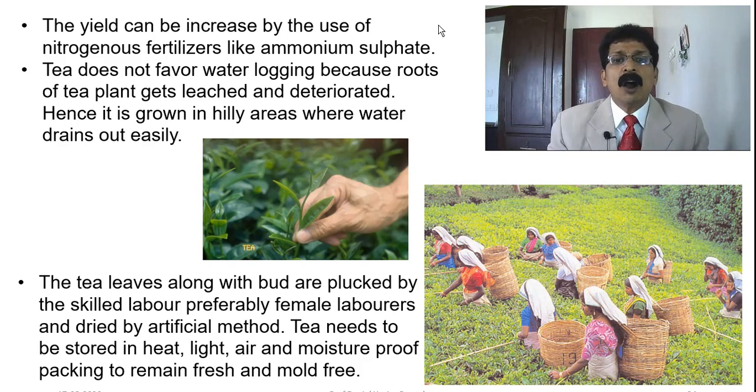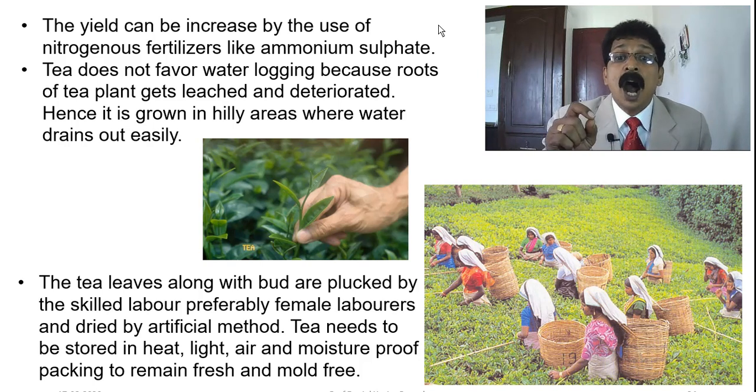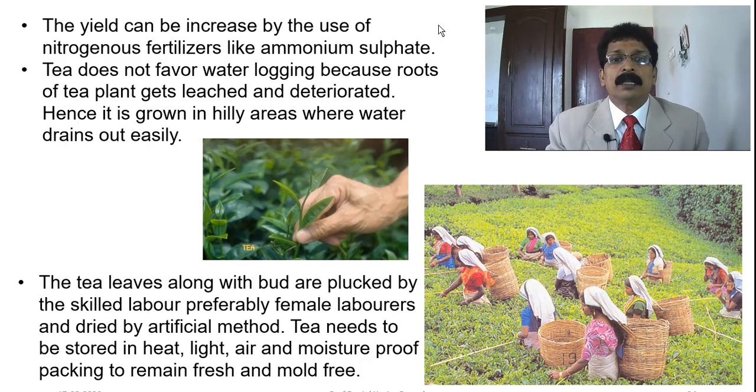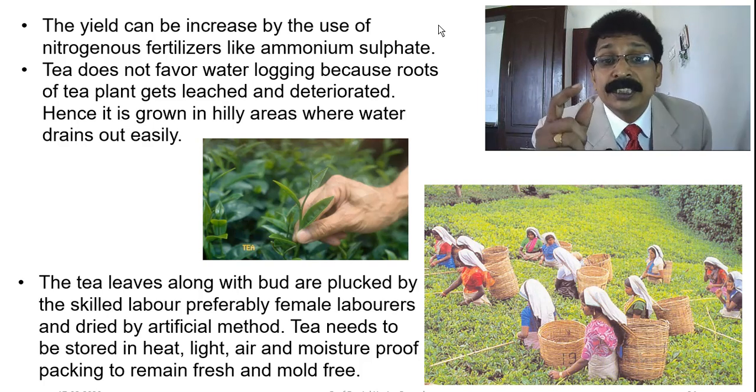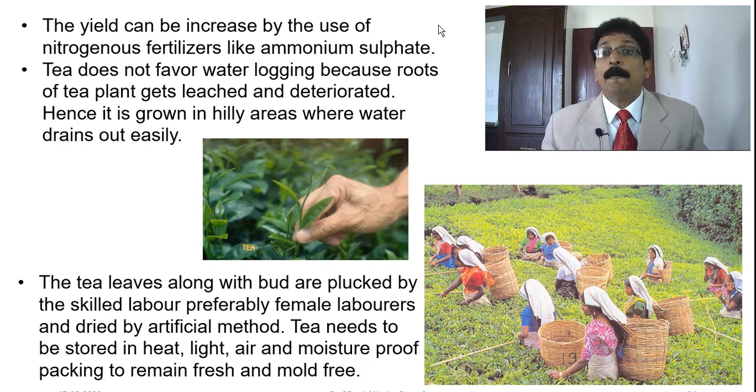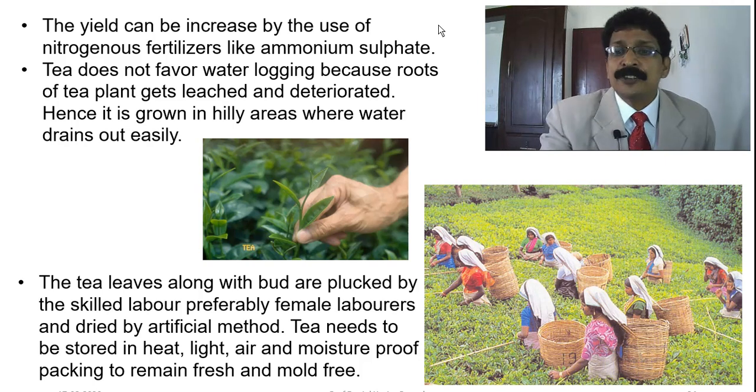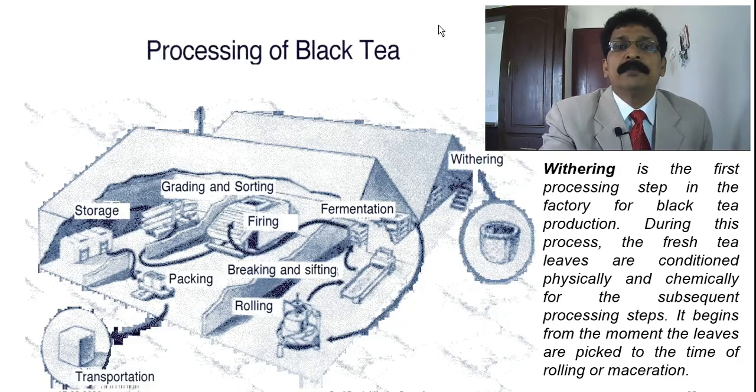The tea leaves along with buds are plucked as shown in the figure, how they are plucking out by skilled labor, preferably female laborers, and dried by artificial method. Tea needs to be stored in a heat, light, air and moisture proof packing to remain fresh and mold free, bacteria free. So this type of protection should be taken while storing them.